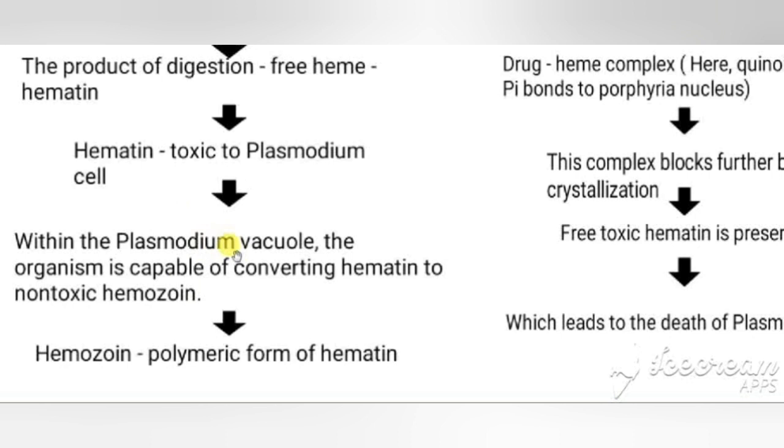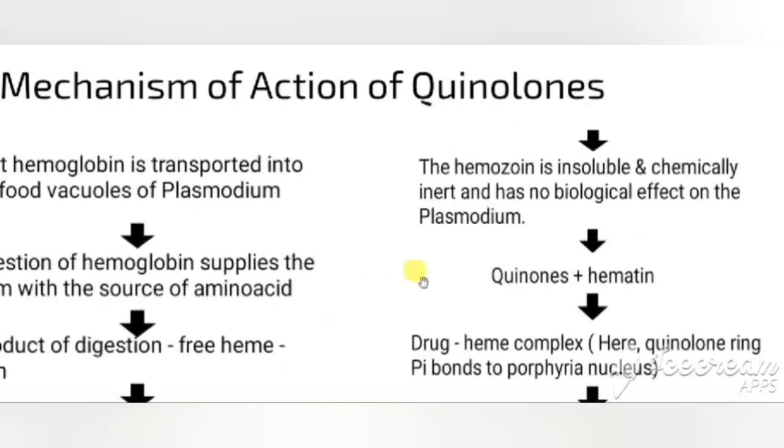So within the plasmodium vacuole, the organism is capable of converting hematin into hemozoin. That hemozoin is non-toxic, and what is hemozoin? That is the polymeric form of hematin. This hemozoin is insoluble and chemically inert, and it is not having any biological effect on the plasmodium. So this is the general action.